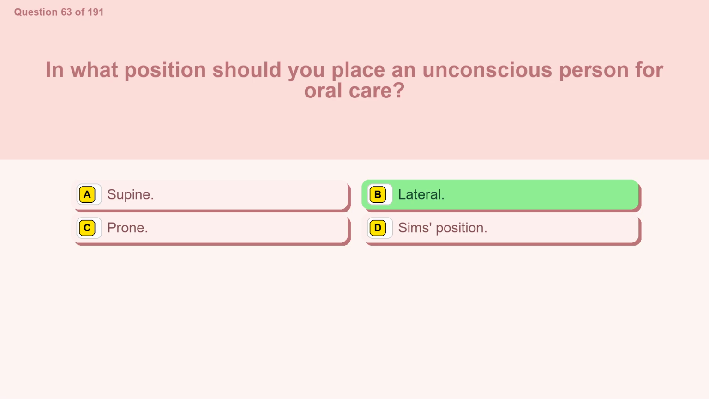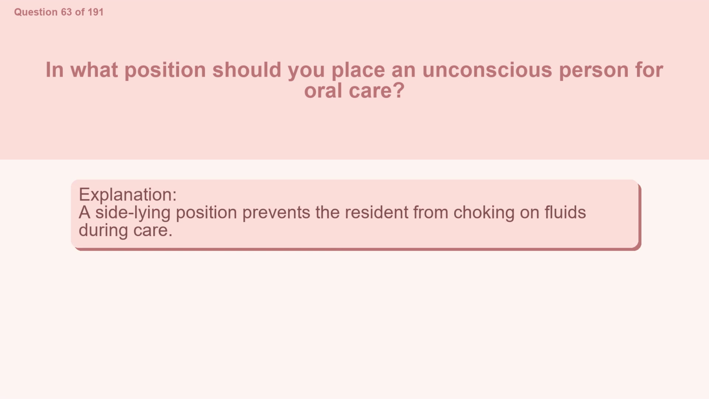The correct answer is option B. Lateral. A side-lying position prevents the resident from choking on fluids during care.